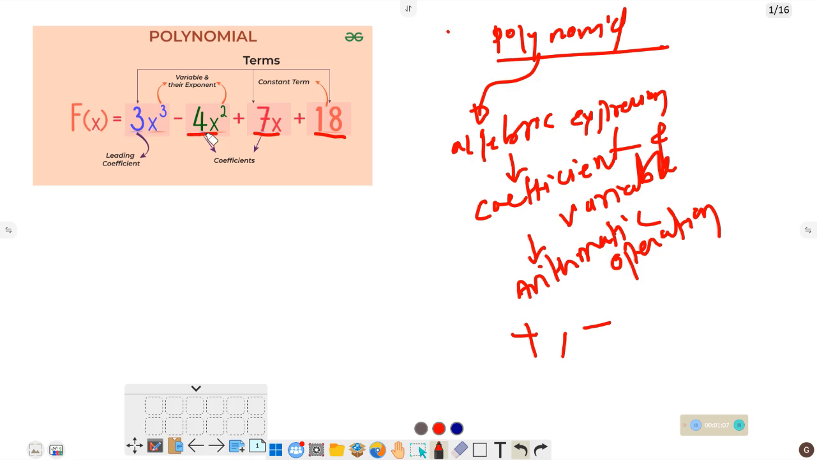So here 3, 4, and 7 are the coefficients of x cube, x square, and x respectively. Plus here is 18. 18 is a constant term. Okay. Now we move to another slide.